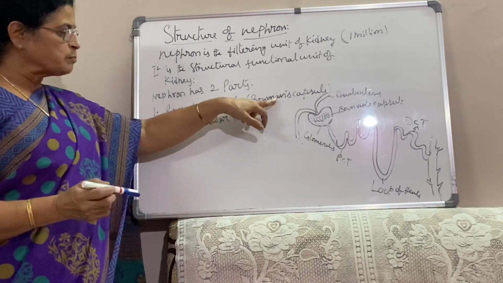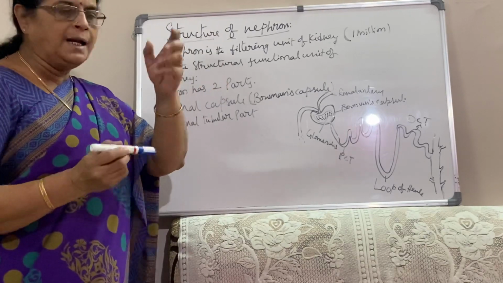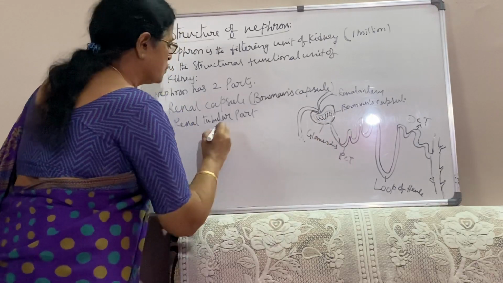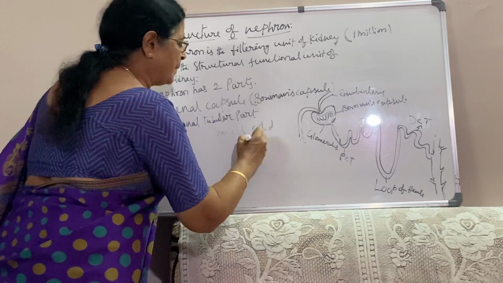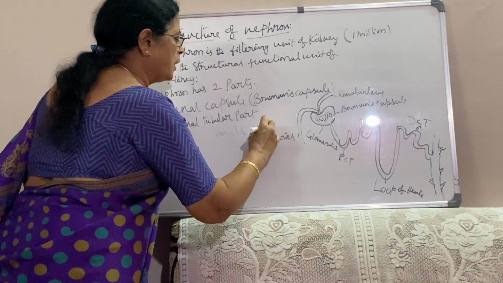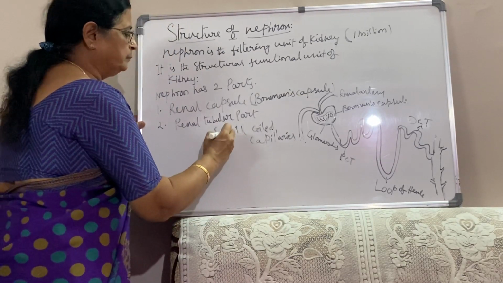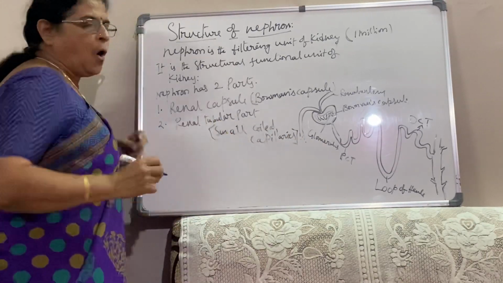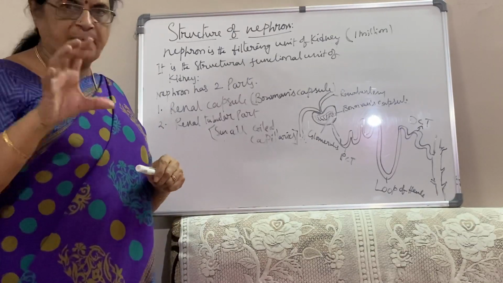Now in this Bowman's capsule there are small coiled capillaries. What are these? The glomerulus means small coiled capillaries. A group of small coiled capillaries, many in number, are present. They are surrounded by squamous epithelium.